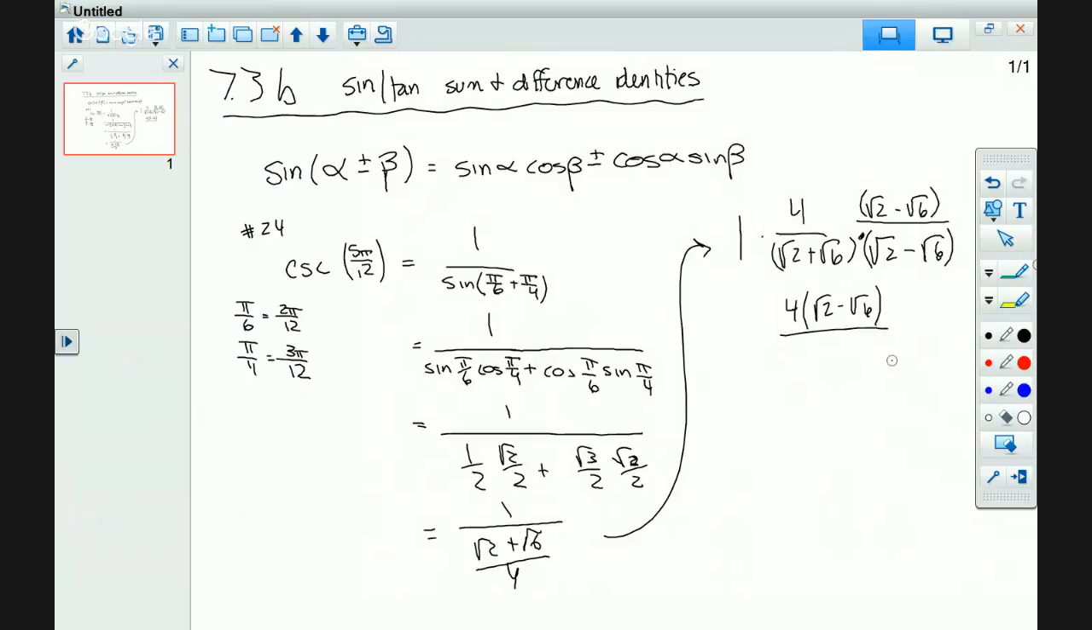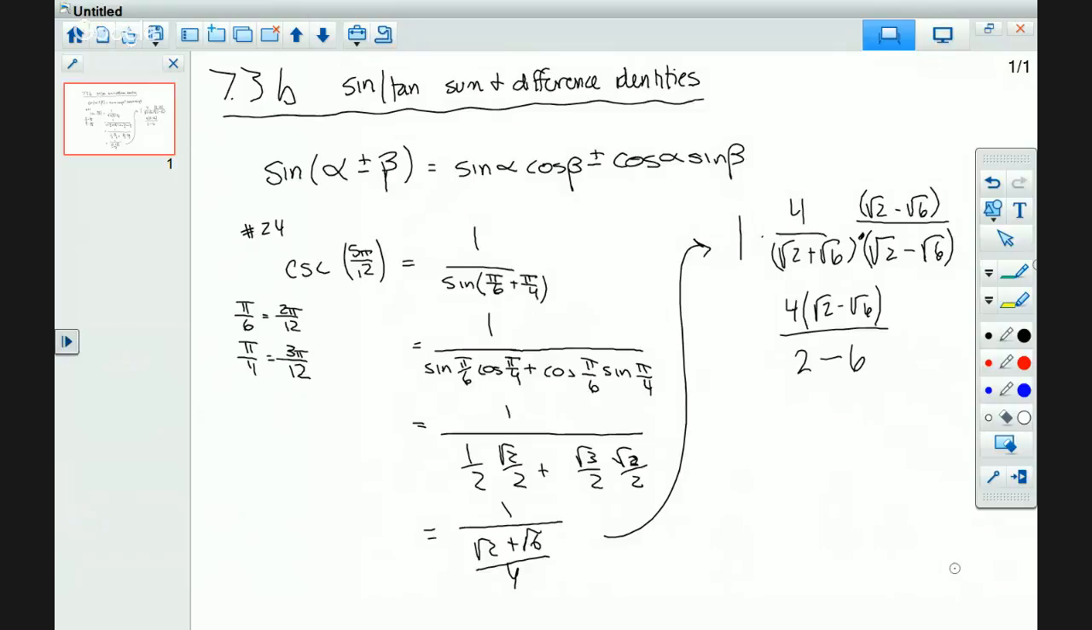So on the bottom, we're going to get, if we just FOIL these, so that's 2. The inners and the outers will always cancel. That's the nice thing about a conjugate. So these will cancel. Do I need to write them out so you see it? And you can see they're gone.